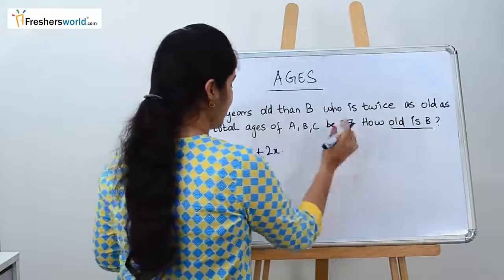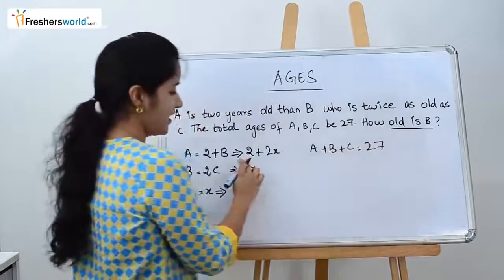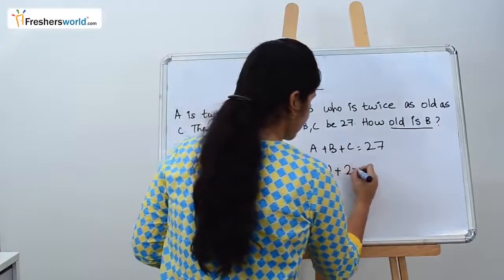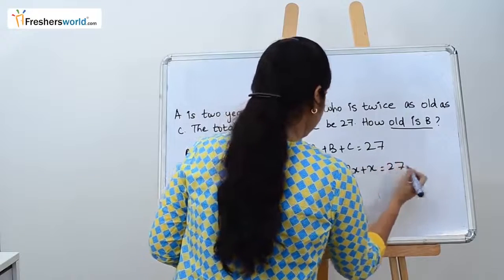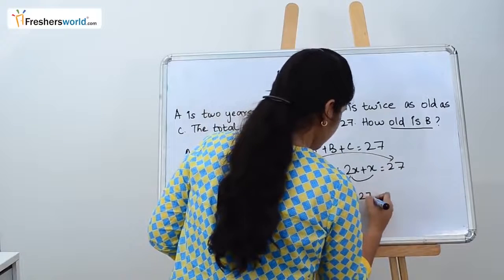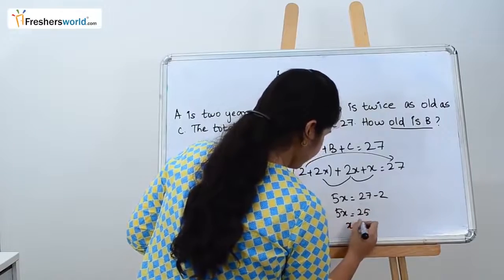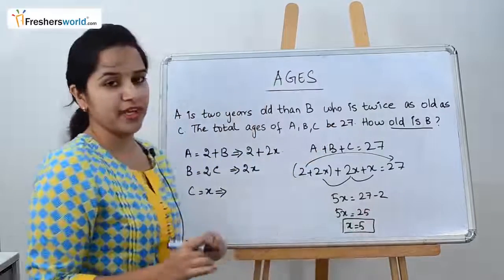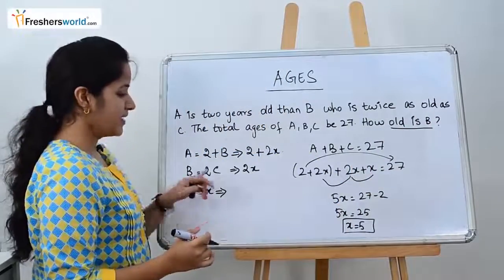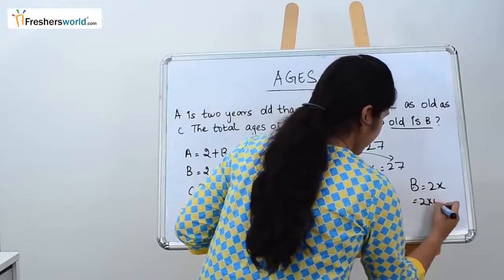What are the other things they have given? Total of the ages is 27. So A plus B plus C is equal to 27. What is A? 2 plus 2x, plus what is B? 2x, plus x, equals 27. So 5x, we take 2 here, so 27 minus 2, 5x is equal to 25, x is equal to 5. So we found out x is equal to 5, but is that what they have asked? No. They are asking how old B is. B is nothing but 2x, so 2 into 5 equals 10 years.